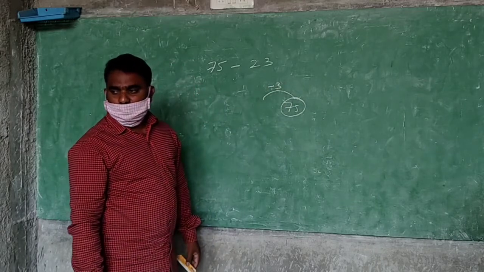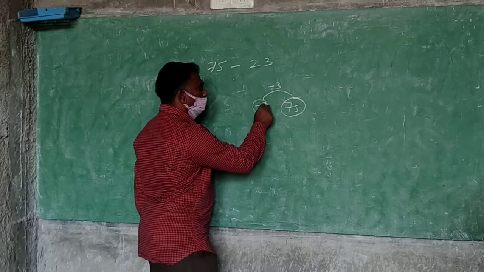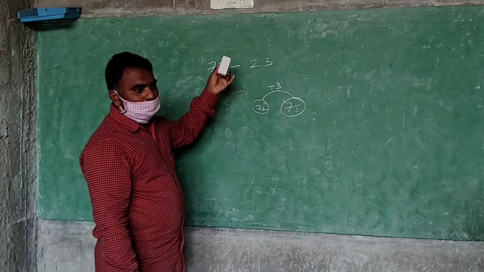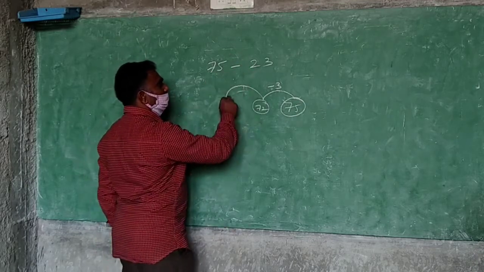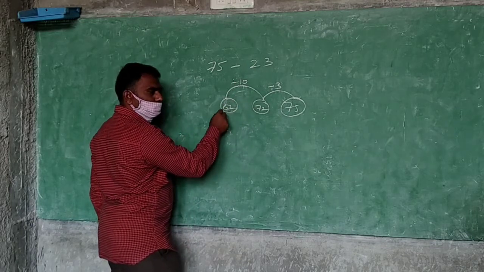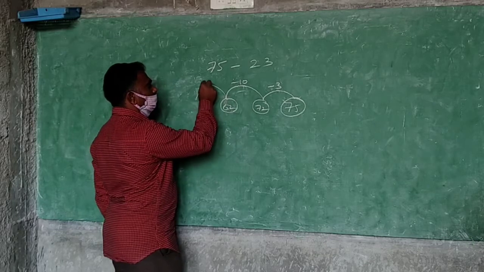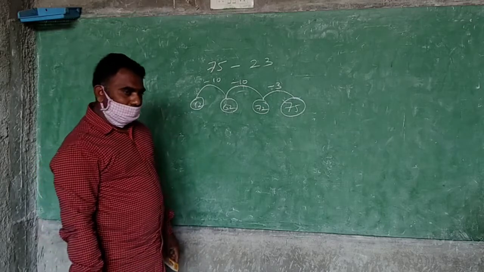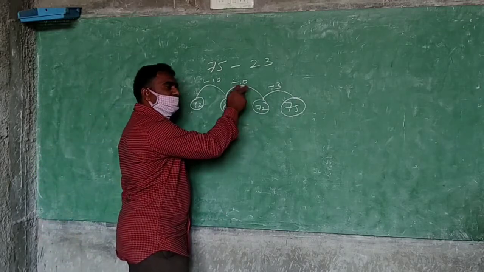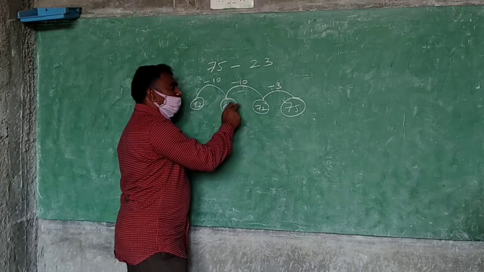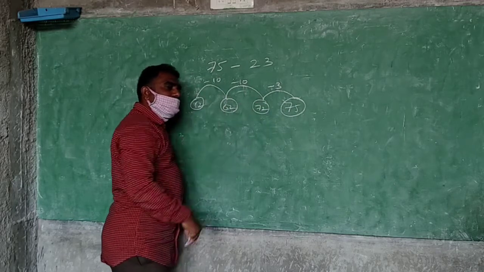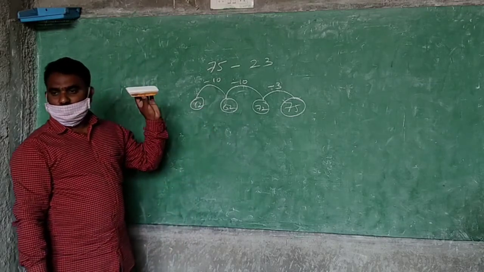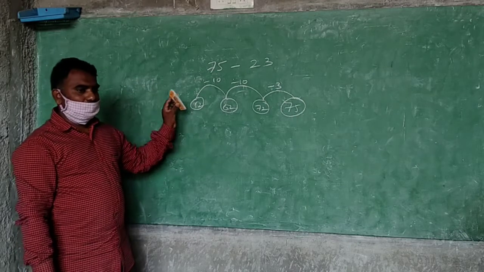If you subtract 3, what will come? 72. Then what you do? 20 at a time or 10. Your wish. So 10 if you subtract, 62. Easy, no? 10 if you subtract, 50. So like that we can subtract. Otherwise, 3 if you subtract, afterwards directly 20. Otherwise, 20 you subtract first, then afterwards 3. Otherwise 10, 10, 3. As your wish you can subtract like that. Okay, do you understand? That is the way of subtraction.